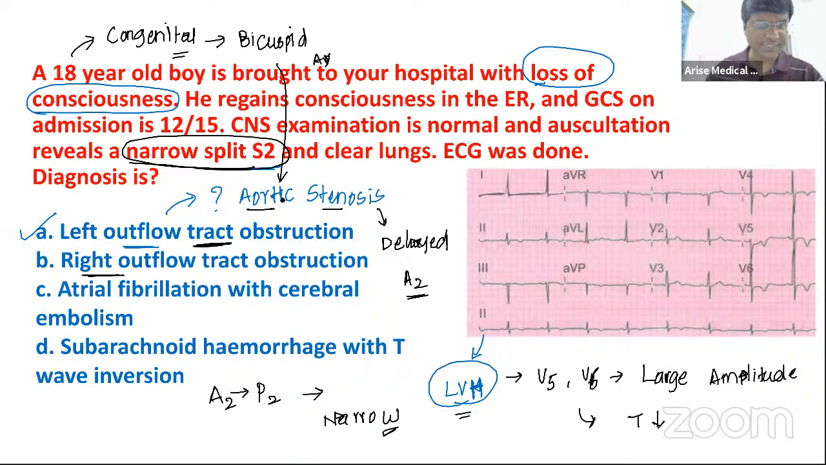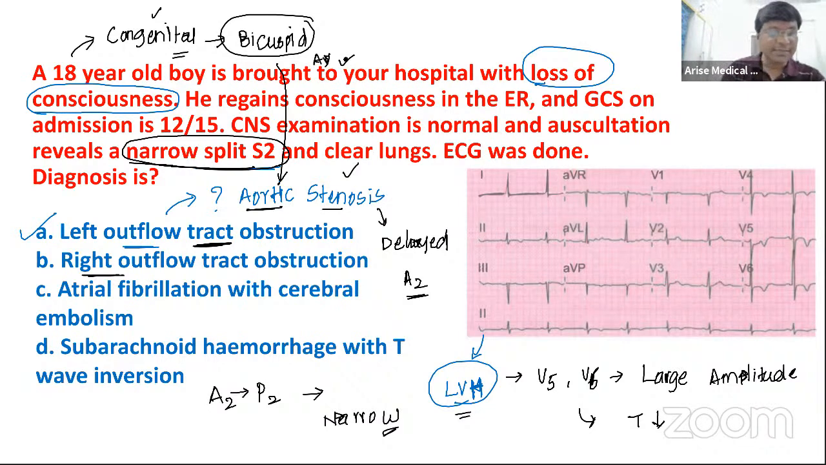And what is the cause of this left outflow tract obstruction in this patient? That is aortic stenosis. And what is the cause for the aortic stenosis in an 18-year-old boy? That is congenital aortic stenosis, which is nothing but your bicuspid aortic valve.